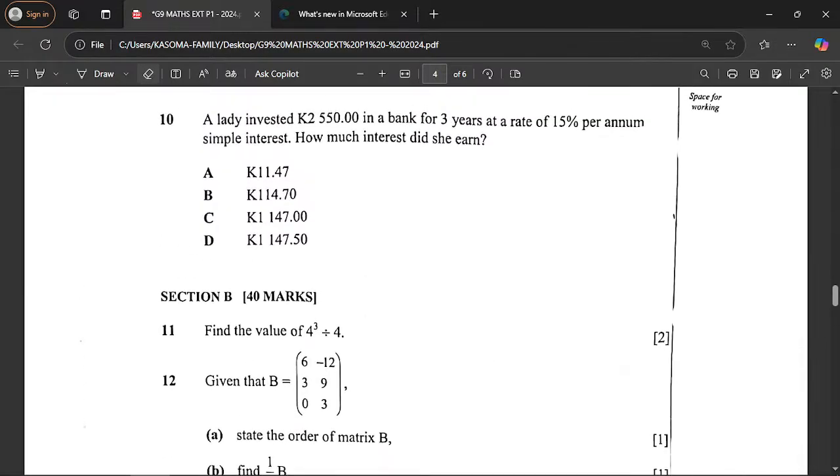So we come to question 10. Question 10: a lady invested 2,550 kwacha in a bank for 3 years at a rate of 15% per annum, simple interest. How much interest did she earn? Investing this money for 3 years, the lady is supposed to earn simple interest. The simple interest is 15% per year. So how much will she earn for 3 years?